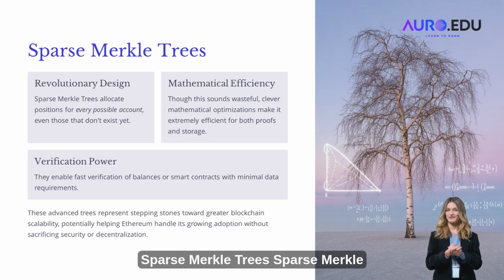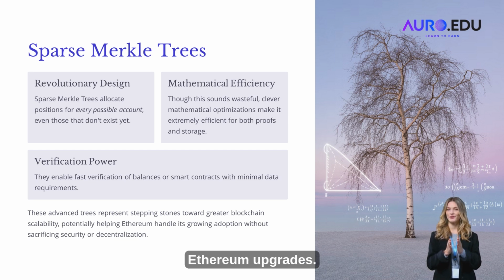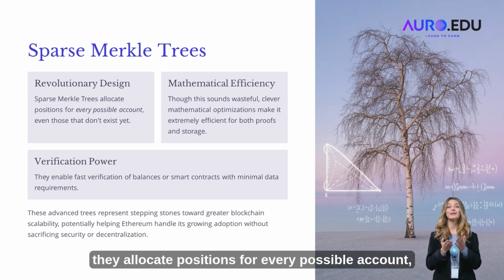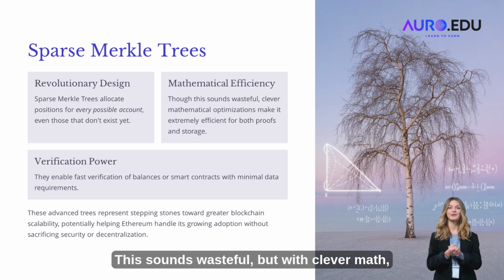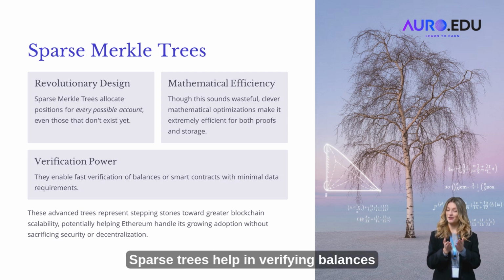Sparse Merkle trees. Sparse Merkle trees are a new design being researched for future Ethereum upgrades. Unlike normal tries, they allocate positions for every possible account, even if empty. This sounds wasteful, but with clever math, it allows fast proofs and smaller storage requirements. Sparse trees help in verifying balances or smart contracts with very little data. They are stepping stones to scalability.